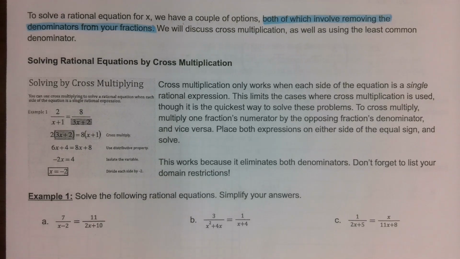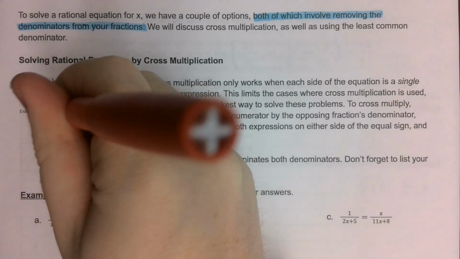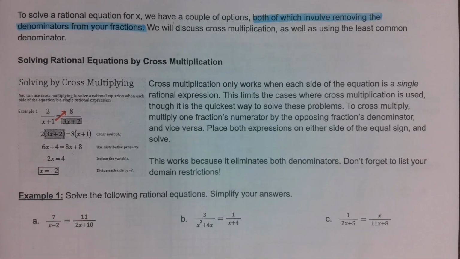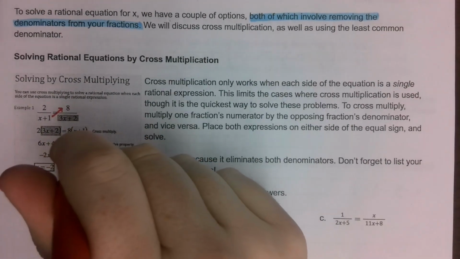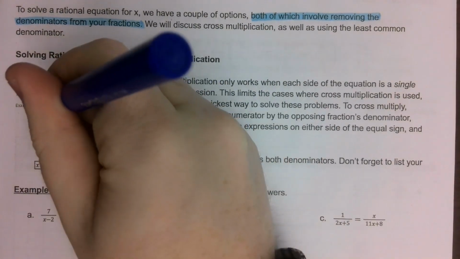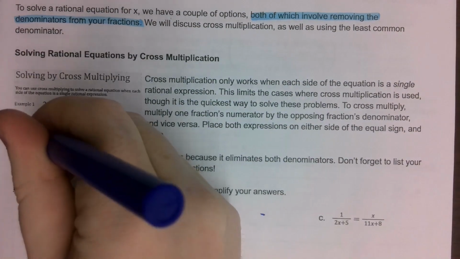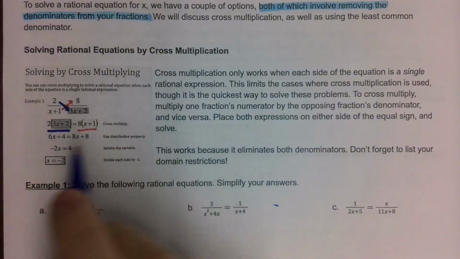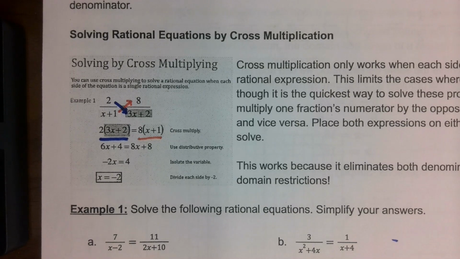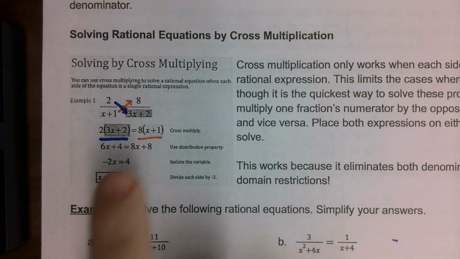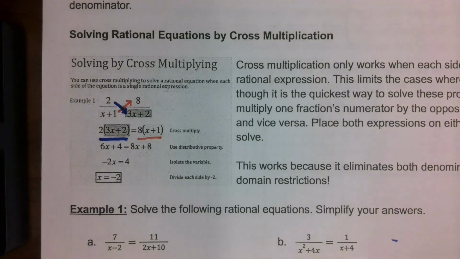In the example I provided here, we see that we are multiplying across the equal sign. X plus 1 is being multiplied by 8. That's how you get this 8 times x plus 1 right here. We see that 2 is being multiplied with 3x plus 2. That's how you get this term. After cross multiplication, we then just want to simplify and solve like we did in Algebra 1: getting rid of all the parentheses, getting all of your x's on the same side, isolating the variable, using reverse PEMDAS. So let's see this in action.